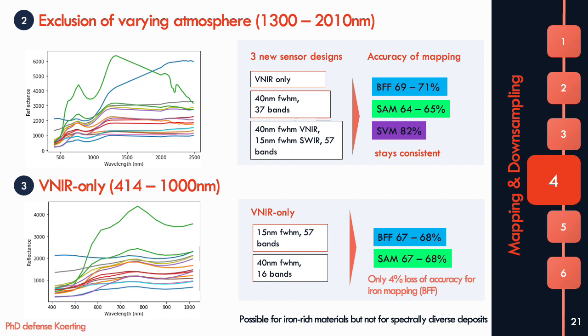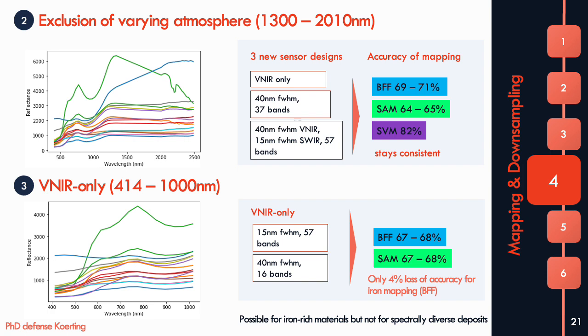For my 3rd data complexity reduction, I checked if Venier-only data could also be used to map and to distinguish the different materials here. And it shows that for the binary feature fitting, I actually have a loss of accuracy of around 4%, whereas the spectral angle mapper actually increases a couple of percent. I have to say, though, that this is possible for iron-rich materials, like my sample set from Brazil here, but it might not be viable and feasible for spectrally more diverse deposits.